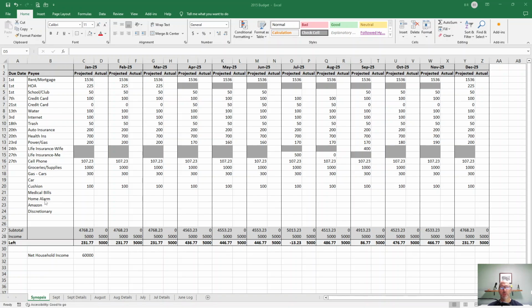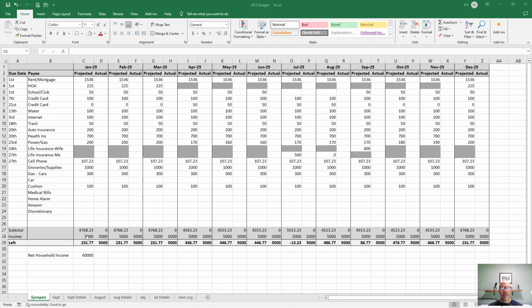We have home alarms in some cases. Of course, everyone has a little Amazon habit, or a lot of people do, that you may want to have that spent. And building in a little bit of discretionary income is not a bad idea. Something that you know, hey, this month my spouse and I will have $200 a month that we can spend however we want. That's not a bad idea. And then all of that tallies up to a subtotal here.